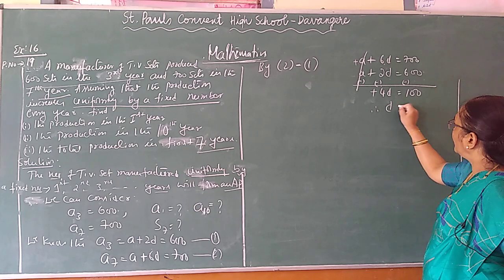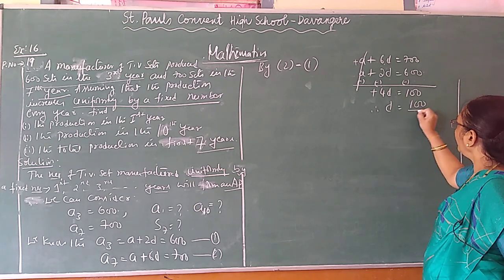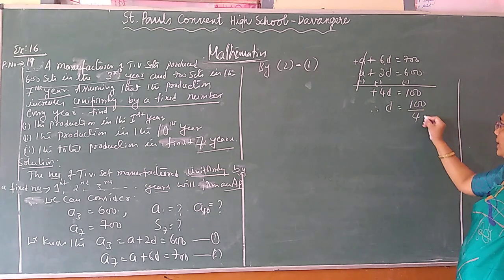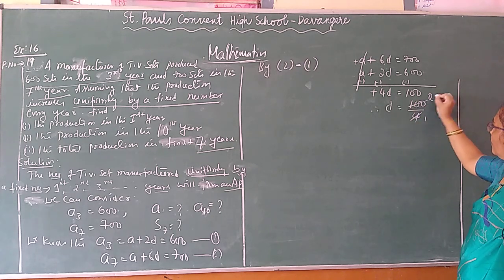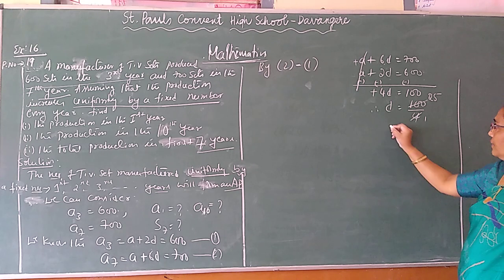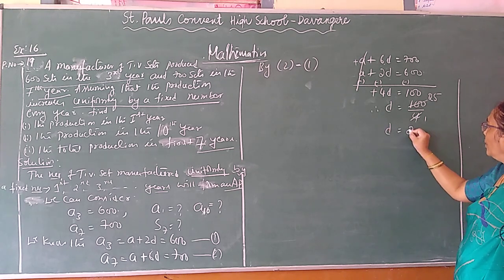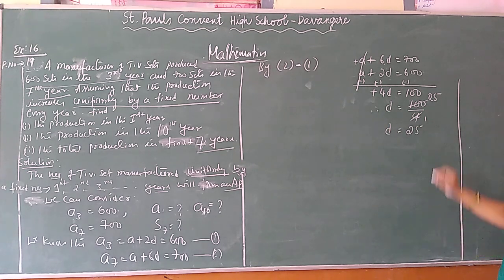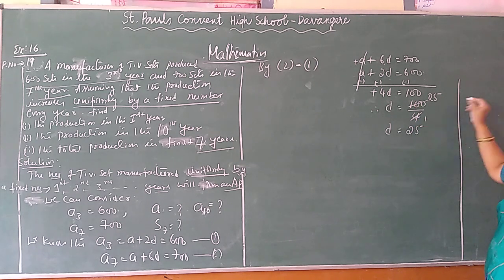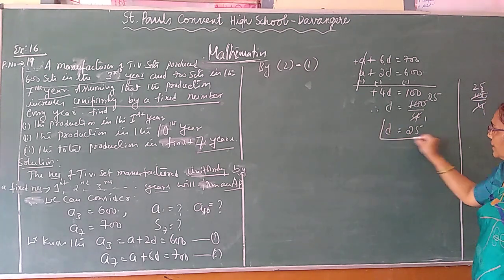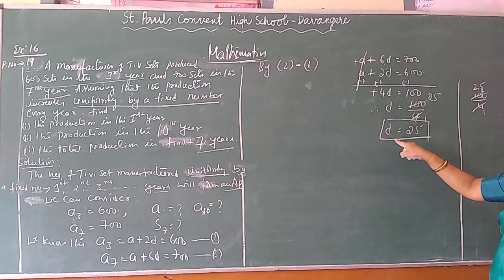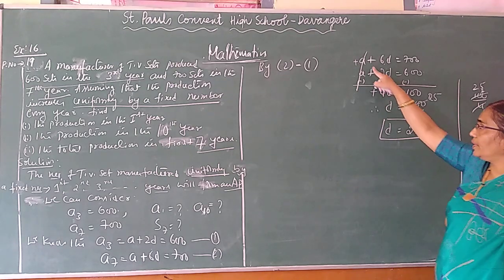Therefore what is the value of D? D is 100 by 4. Okay, you can divide. 4 1s are 4, 4 2s are 8, 2 remains 20, 4 5s are 20. Therefore D is equal to 25. After knowing D, can you find A?